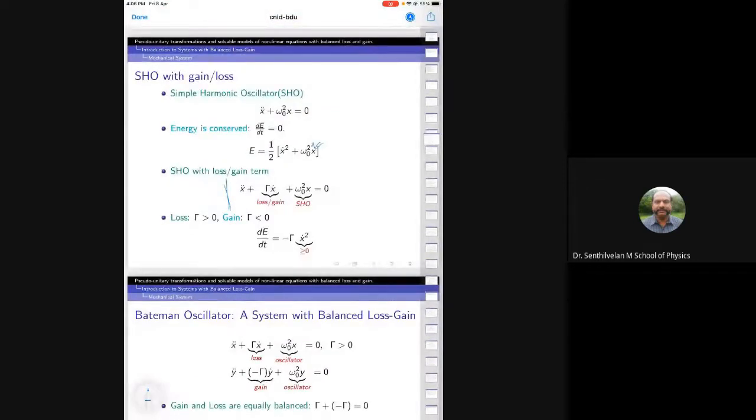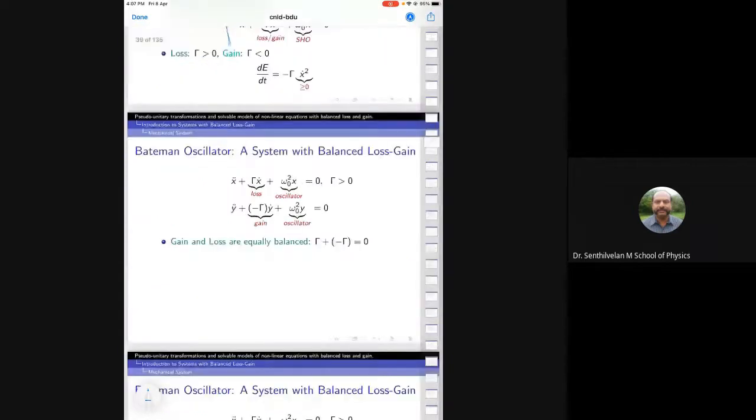Now, what we are going to do is consider this SHO with either gain or loss. Okay. Now I am going to describe a system that has been in existence for more than 90 years. That is known as the Bateman oscillator. Of course, the Bateman oscillator was not known as a system with balanced loss and gain. Systems with balanced loss-gain became popular after this surge in research on PT symmetric theory. Again, looking at those equations, one can see that they are basically also a system of balanced loss and gain. But the Bateman oscillator dates to around 1931, so you can see it is more than 90 years old.